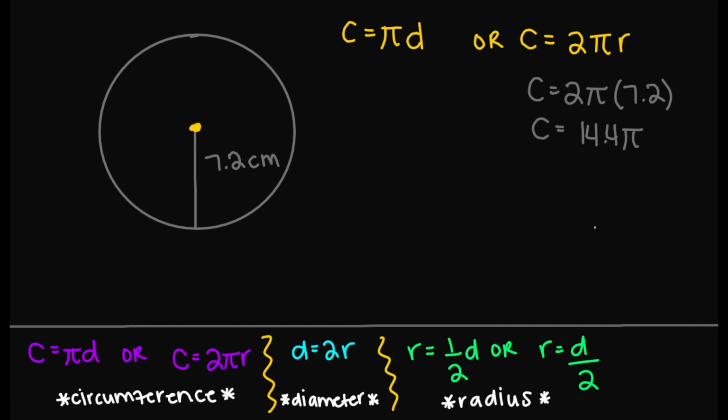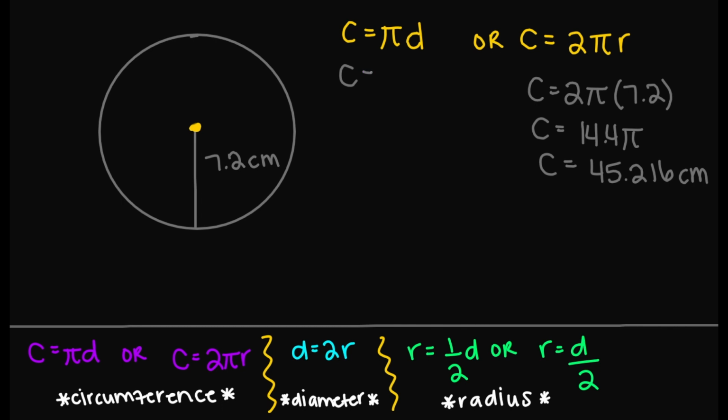If you have to leave your answer in pi form, then you stop right here. But if you're looking for an estimation, then you're going to do 14.4 times 3.14. And this is going to give you 45.216 centimeters. So let's say you use this formula here on the side.